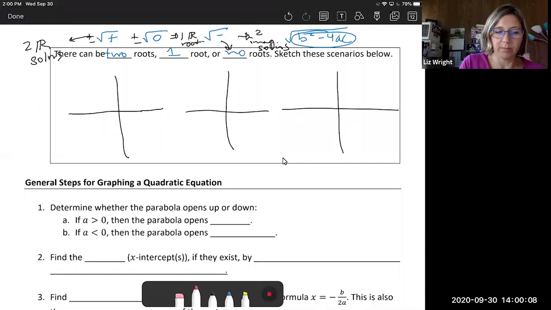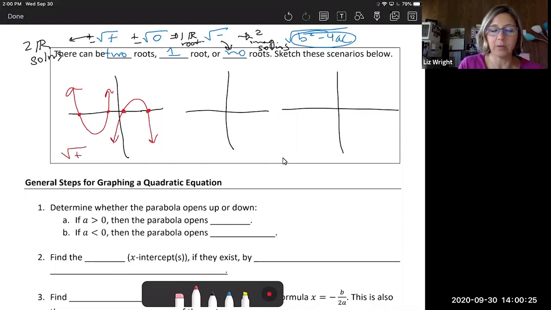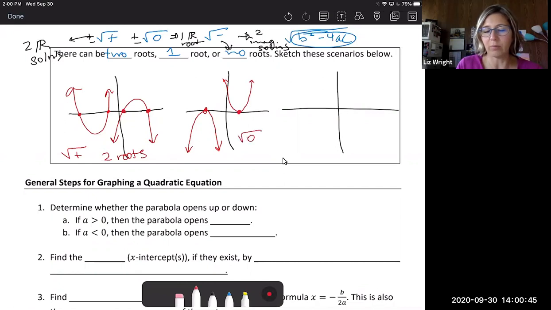And so this one, maybe this is our 2 roots situation. So we could have something like this, where we're getting 2 roots. And so again, what this means is that underneath the radical, it's a positive number, and you're getting 2 roots. For our next one, what it means is that the vertex is going to be intersecting the x-axis. So it could be something like that. And so this is going to be, again, when underneath the radical is a 0, and you get 1 root.